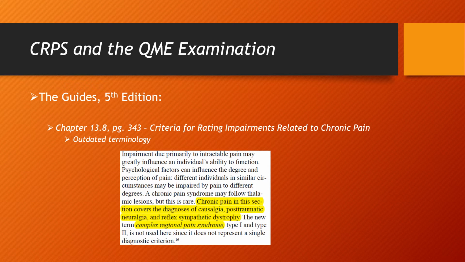"Chronic pain in this section covers the diagnoses of causalgia, post-traumatic neuralgia, and reflex sympathetic dystrophy. The new term, complex regional pain syndrome type 1 and type 2, is not used here since it does not represent a single diagnostic criterion." Now they use this and say that they're not going to use the terminology of CRPS. However, in chapter 17, that's all they use. So here's where you get a little bit of confusion, but we'll move forward.